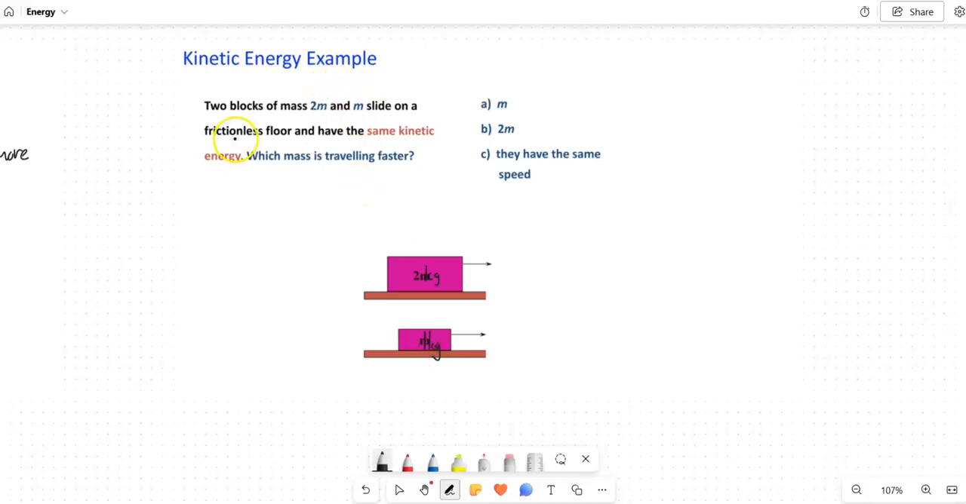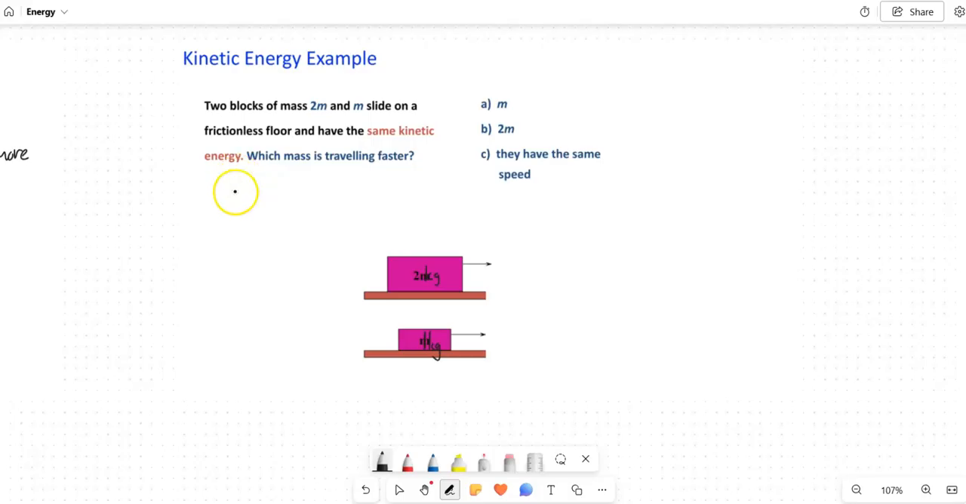And they're both sliding on a frictionless floor, and they both have the same kinetic energy. Which object is traveling faster? The 2 mass object or 1 mass object, or do they have the same speed? Okay, so they're both sliding at the same kinetic energy. Which one is traveling faster? Try it out. Pause the video now.